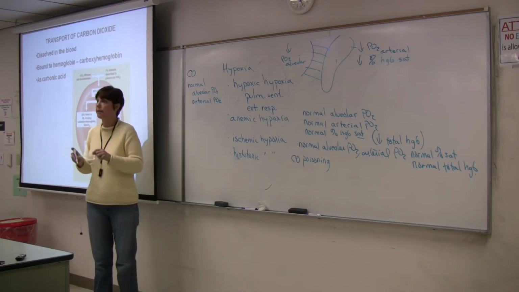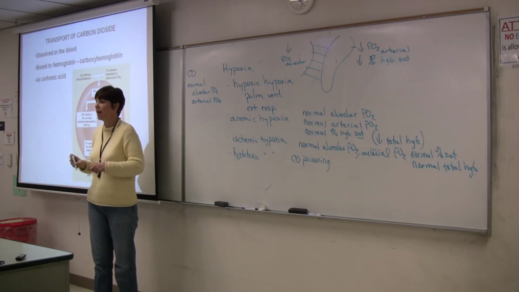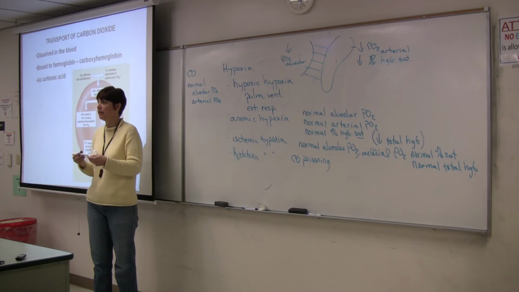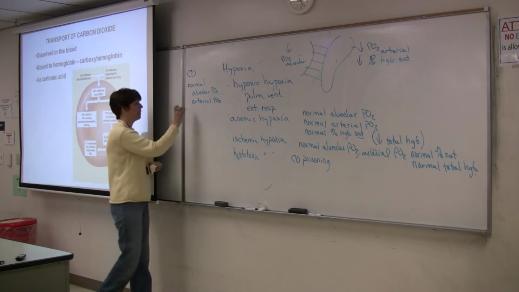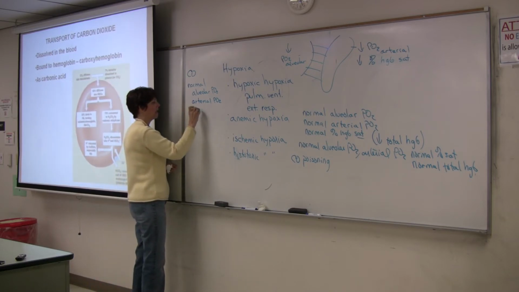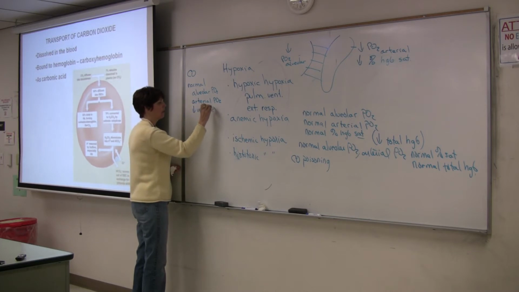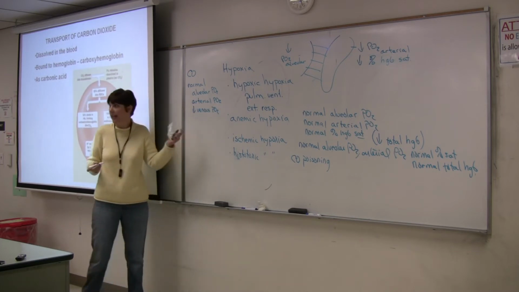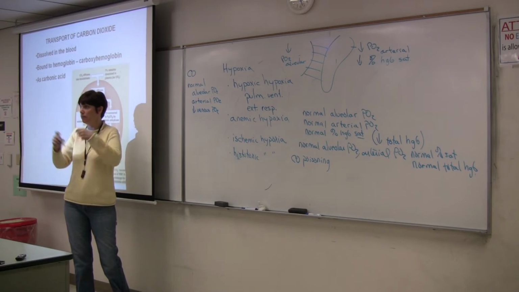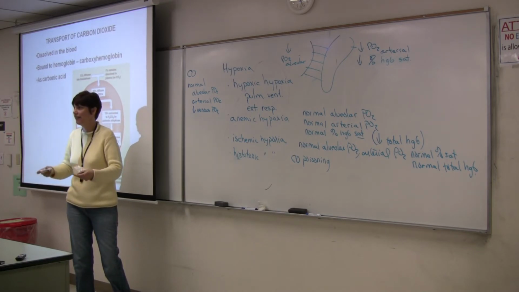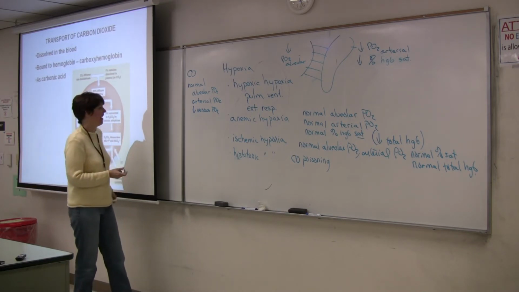What about venous PO2? Would we have more or less oxygen dissolved in the plasma? Less. Okay, so we would have decreased venous PO2. We would always have less, but in the case of carbon monoxide poisoning, we'd have even less.